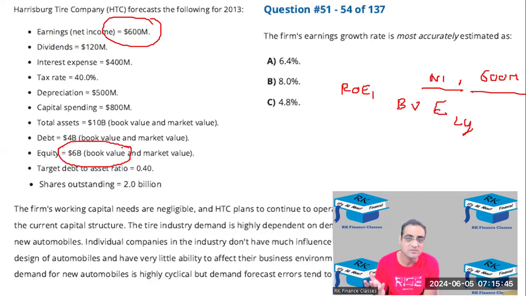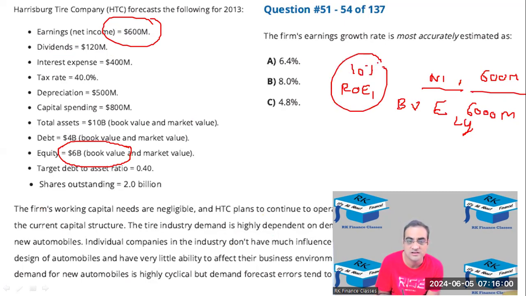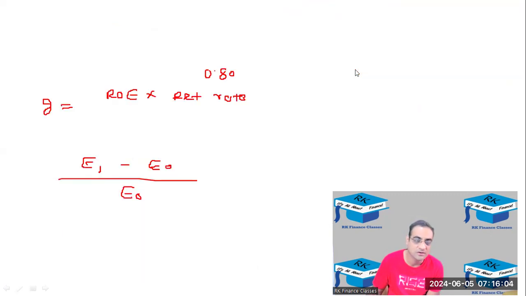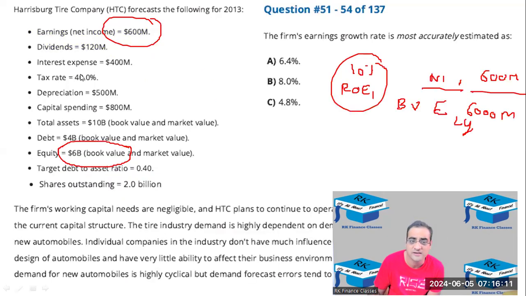If such a thing comes, the question gets discarded or is given marks to everyone. But it should have been given as the book value of equity last year, which is 6 billion, that is 6,000 million. So 600 upon 6,000, return on equity is 10%. So 10% into 0.8, the growth rate can be calculated as 8%. There you got it via the same logic.